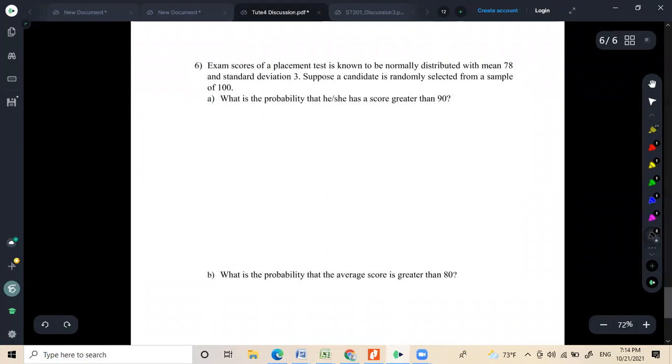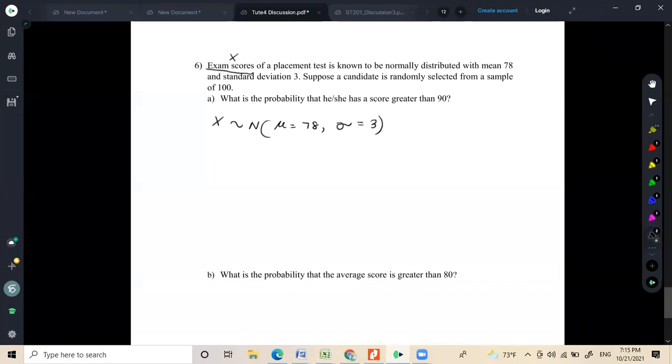Exam scores of a placement test are known to be normally distributed with mean 78 and standard deviation 3. So what is our random variable? Exam scores. Let's say that is X. X is normally distributed with mean 78 and standard deviation 3. Suppose a candidate is randomly selected from a sample of 100. What is the probability that he or she has a score greater than 90?